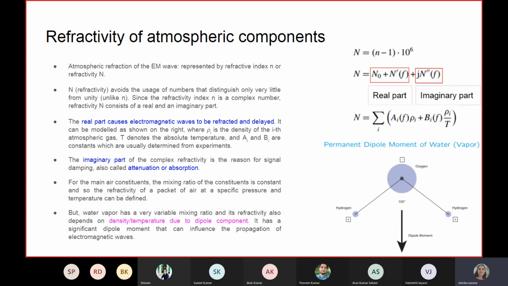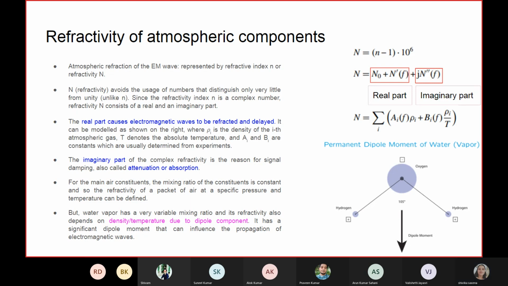So as we discussed, there is a real part of refractivity as well as an imaginary part of refractivity. It is a complex number. So the real part will take care of the electromagnetic wave refraction. Okay, and the imaginary part will take care of the absorption. So refraction is represented by the real part of refractivity, and the imaginary part of refractivity will tell you how much absorption or attenuation of the signal has occurred.